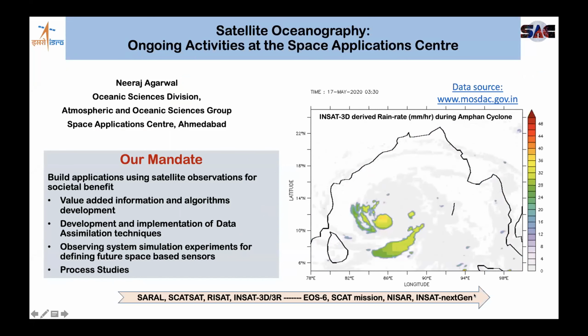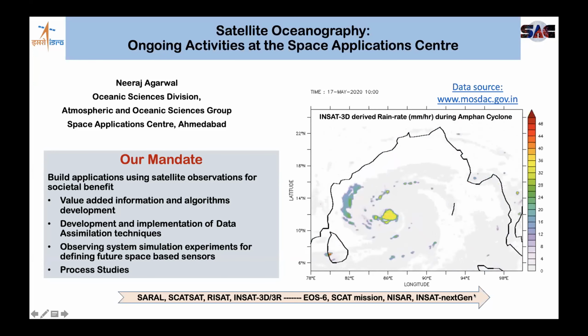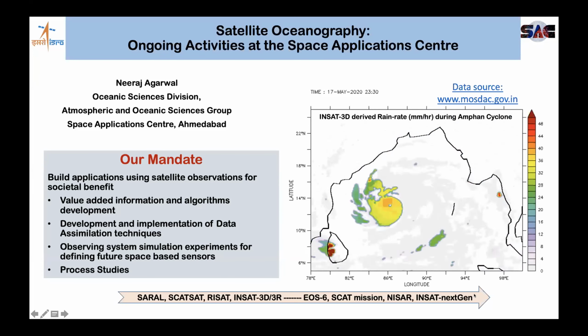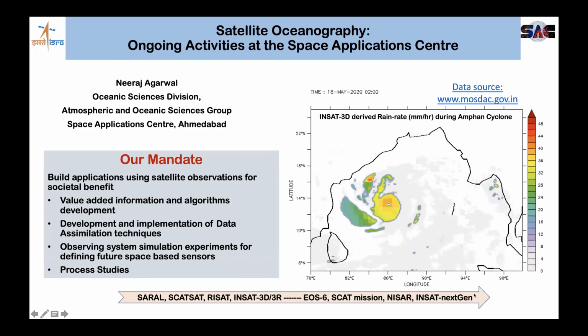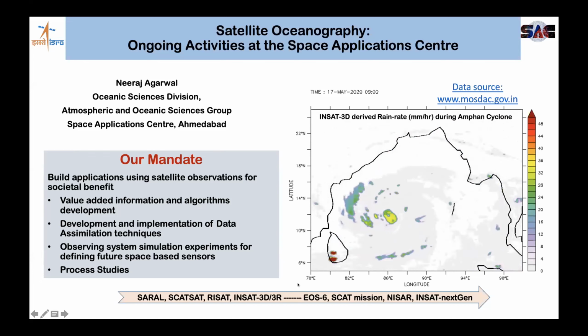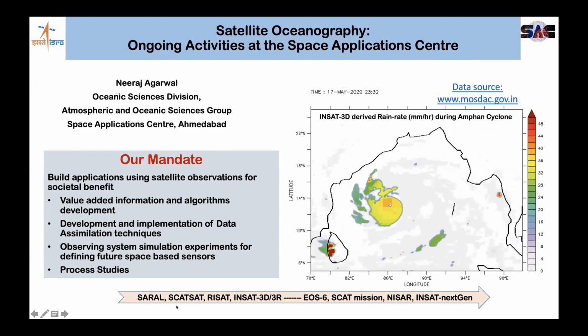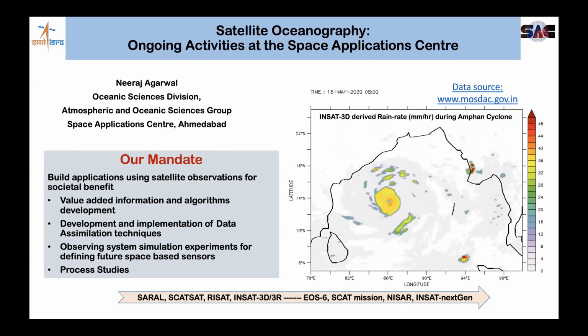So on my right, I show a very high spatio-temporal resolution image from the INSAT 3D satellite, which gives at every 30-minute interval the various geophysical parameters. So this is one instance of the rain rate during the Amphan cyclone. So one can see the capability of this satellite that it can capture the highest temporal and spatial scales of variability during such events. So we have currently SARAL-AltiKa, then SCATSAT, RISAT, INSAT 3D, 3DR generation of satellites.